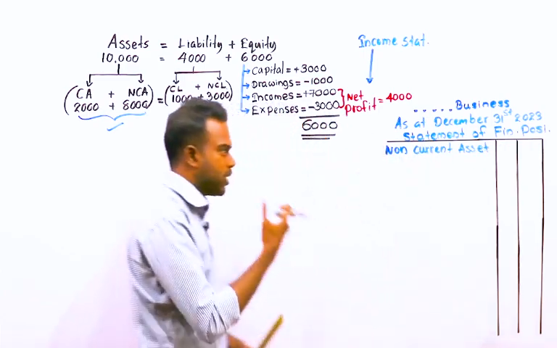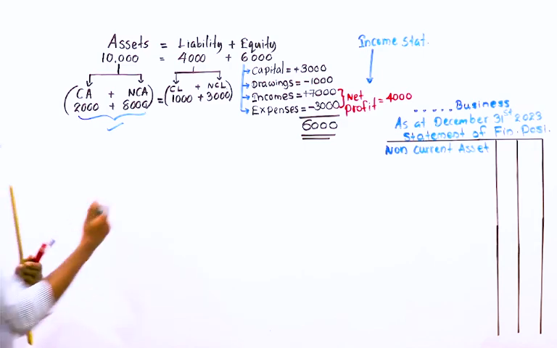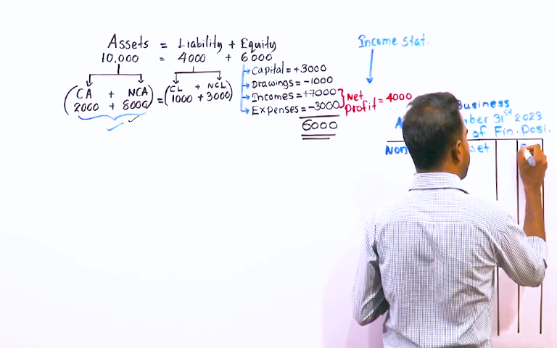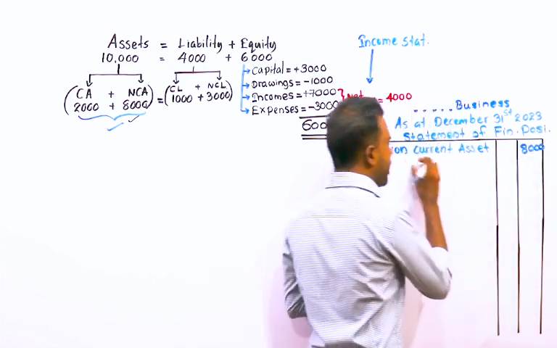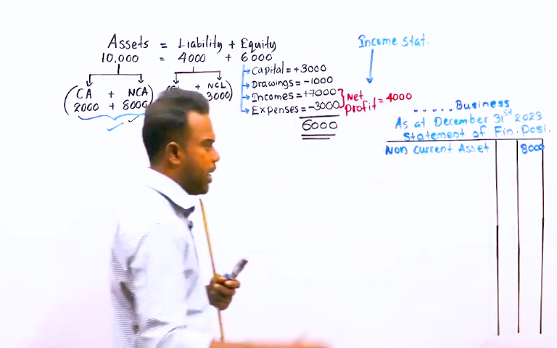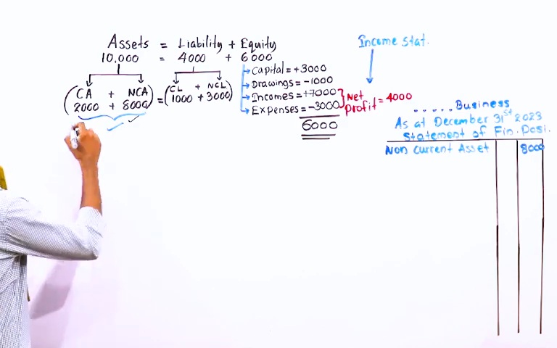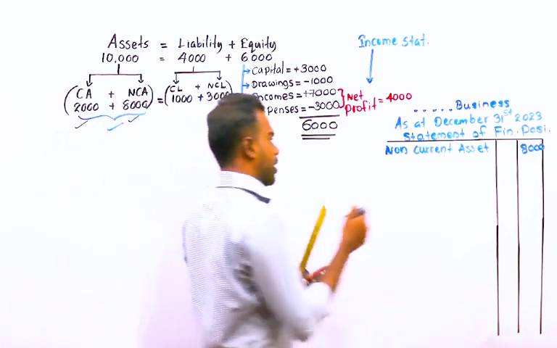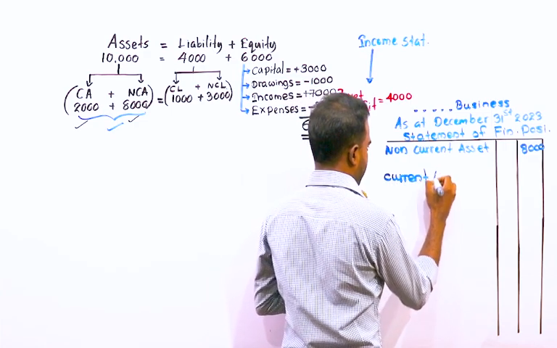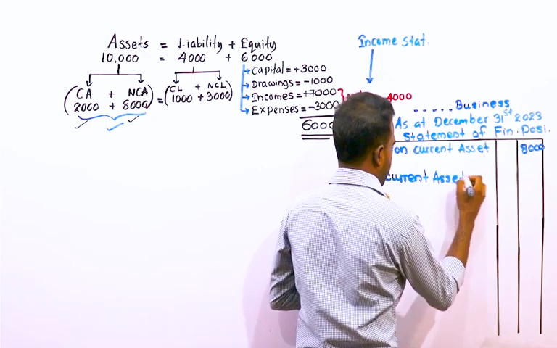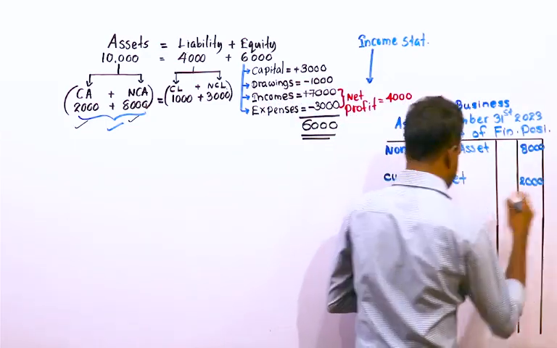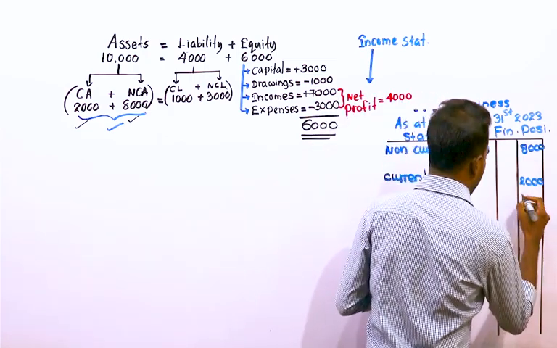But here there are no examples. I will write down the amount 8,000 directly. If there are examples, you have to write them down under the heading, then get the total. We can prepare like that. Next one, current assets. We write down here current assets, how much? 2,000. And finally, you have to present the total.